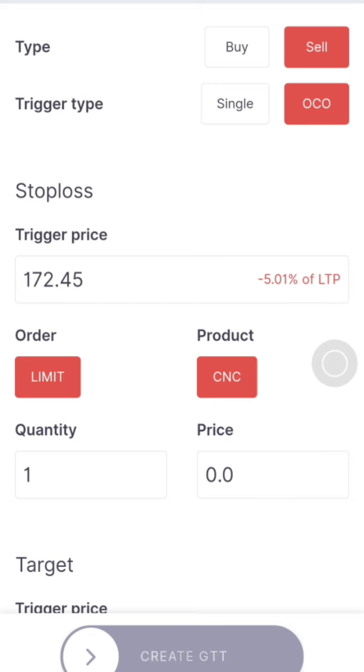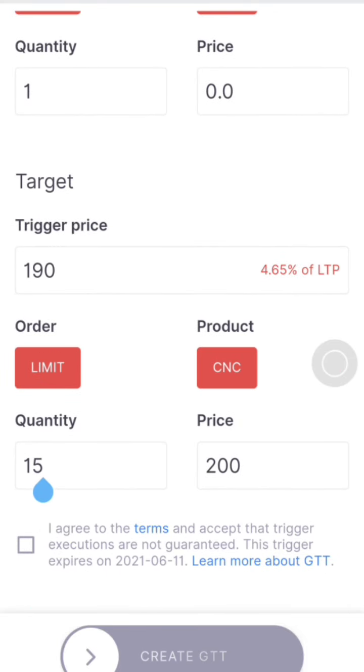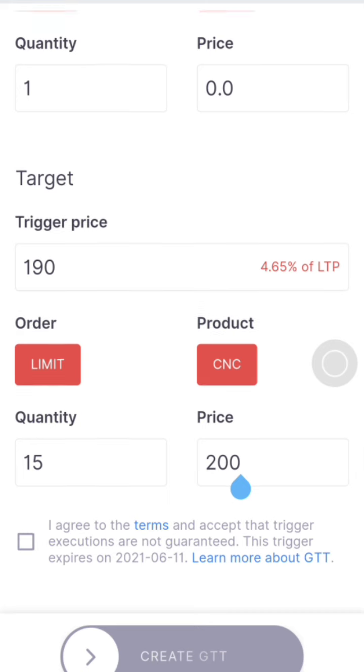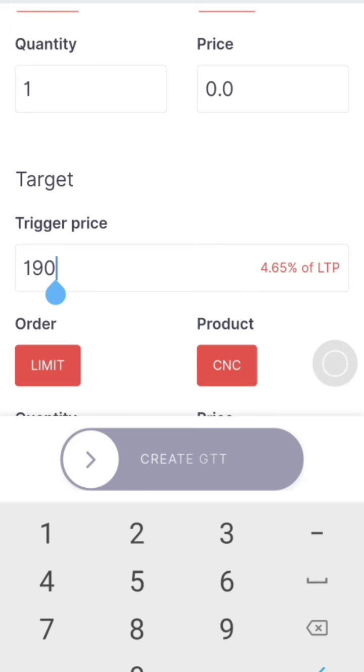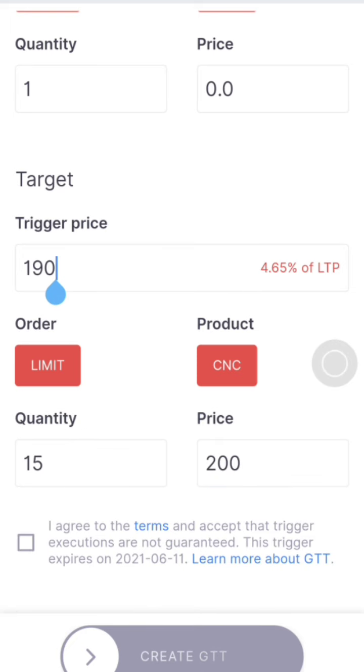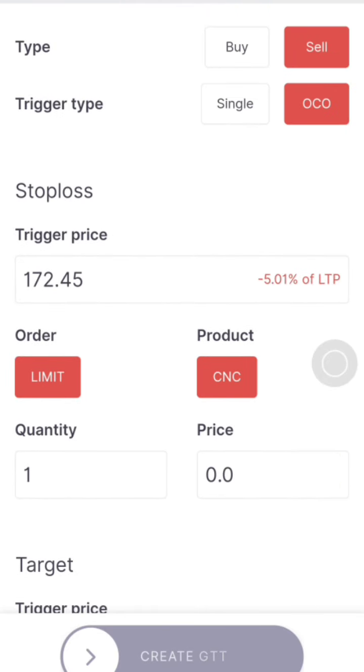Now let's see, the current price of SBI is 181, but you want to sell when it reaches 200. So your target price is 200. When SBI reaches 200, you want to sell. So you put 190 as the trigger price. Once it reaches 190, the trade will get activated. Once it reaches 200, then it will get sold. At the same time, if you want to put a stop loss, you can put the stop loss too.